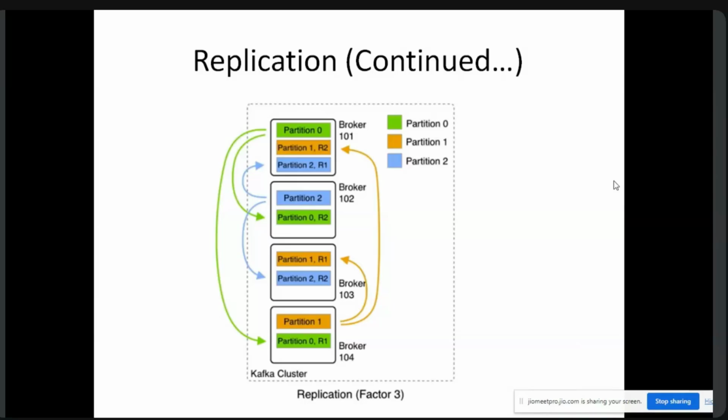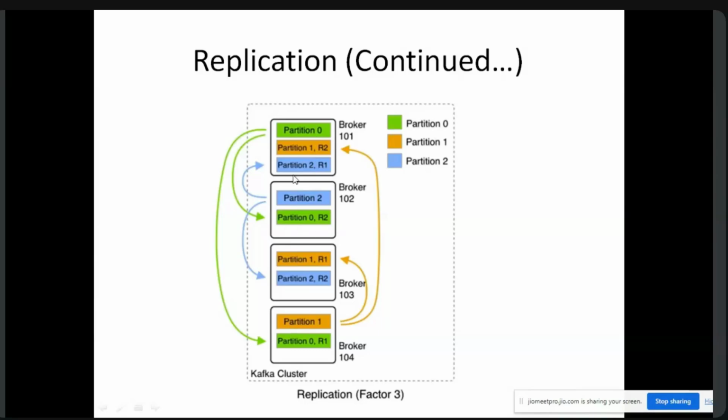Yes. Okay. How many brokers are there? 4 brokers are there. How many partitions are there? 3 partitions. For partition 0, we have this main leader, and wherever you can see R2, R1, these are the replicas. So replicas, in the sense, we can say followers. So for partition 0, this is the leader, and the leader is with broker 101.